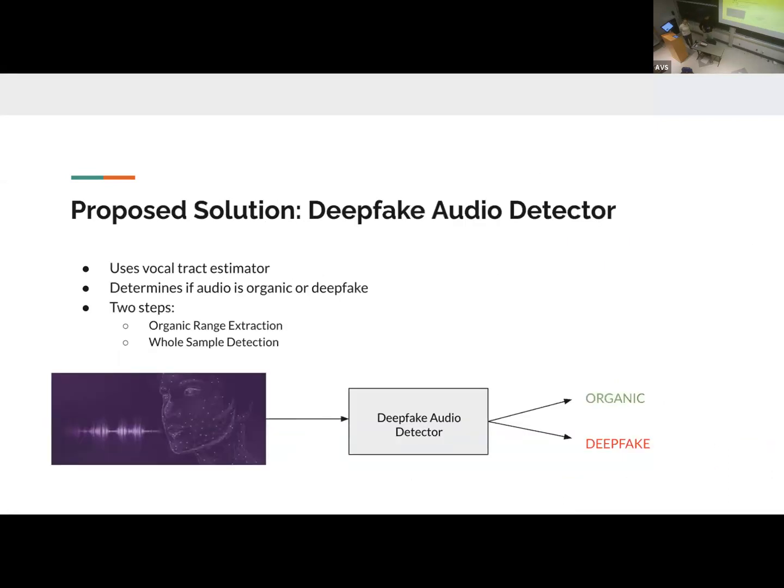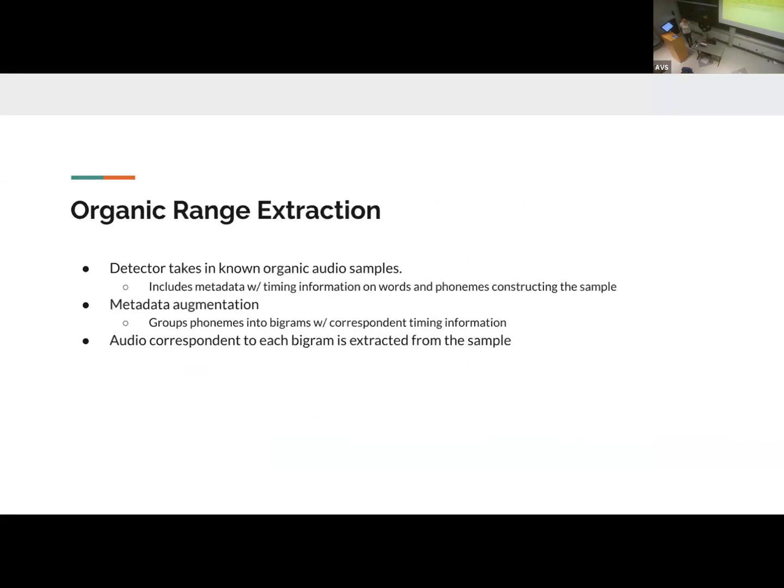Okay, so with all of the necessary background discussed, we can now go into the proposed solution presented by the paper, which is a deepfake audio detector. This makes use of the vocal tract estimator and determines whether the audio is organic or deepfake. It consists of two steps, the first of which is organic range extraction.